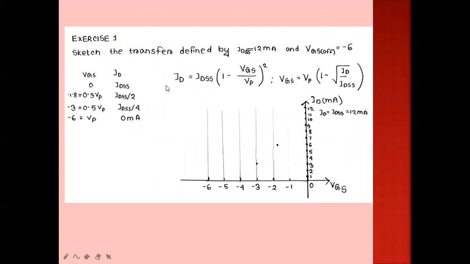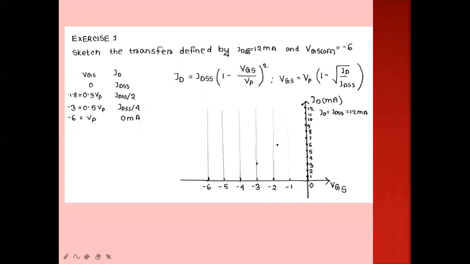So here is a problem related to the transfer characteristics curve. Sketch the transfer curve defined by IDSS equals 12 milliampere and VGS(off) equals minus 6 volt. So VGS(off) is the VP, the pinch off voltage, and here is our Shockley's equation. To draw the transfer characteristics curve, put ID on the y-axis and the values of VGS on the x-axis. Here the maximum value of ID is 12 milliampere.